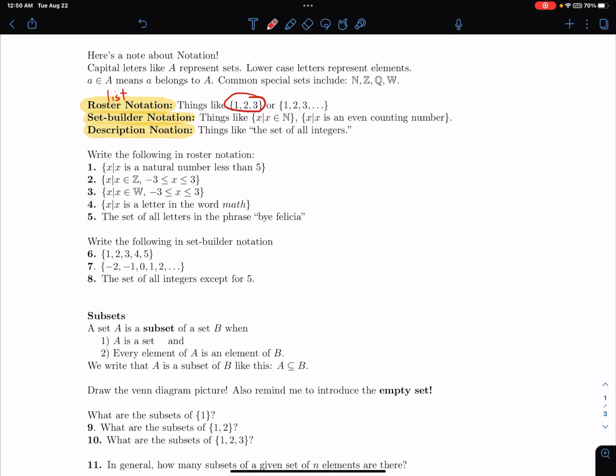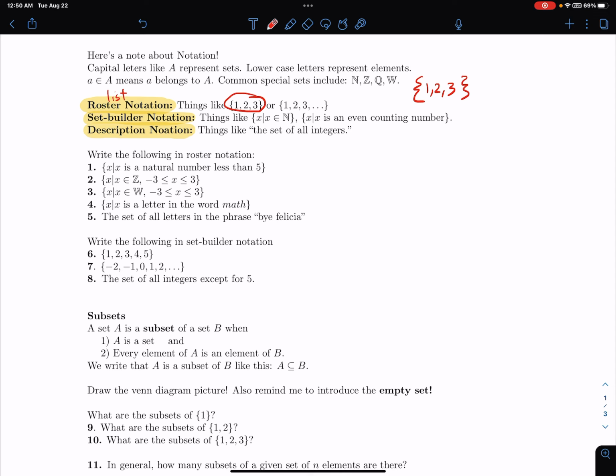That's a set: 1, 2, and 3. The set of those three things. The elements are 1, 2, and 3. And we know it's a set because we use that fancy curly bracket to tell us, oh, I'm about to tell you what a set is and what belongs in it. That's the things that I write down with commas in between the elements.